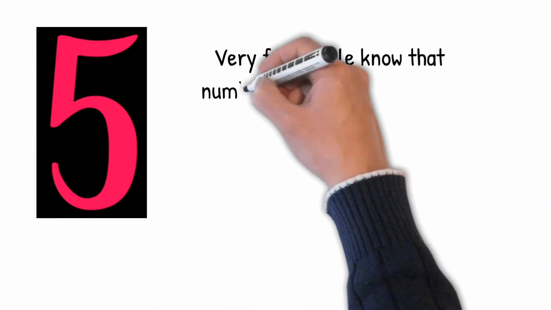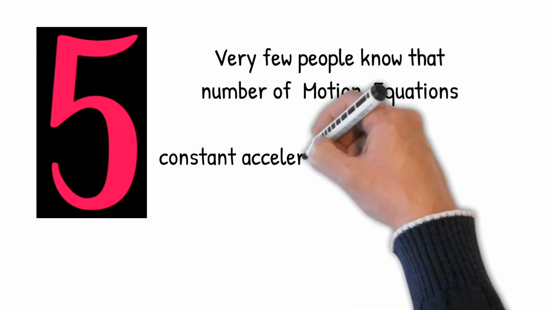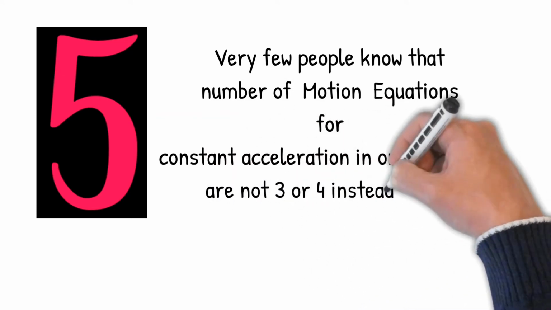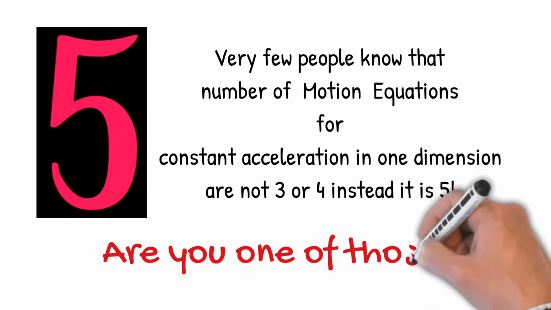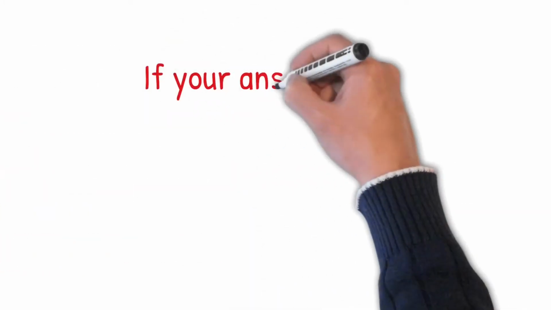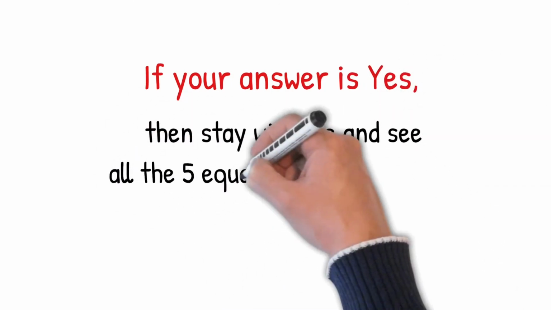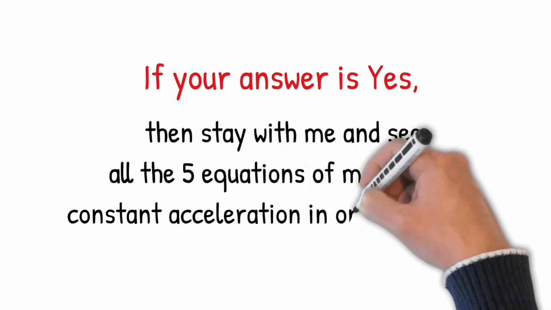Very few people know that the number of motion equations for constant acceleration in one dimension is not 3 or 4, instead it is 5. Are you one of those? If your answer is yes, then stay with me and see all the 5 equations of motion for constant acceleration in one dimension.